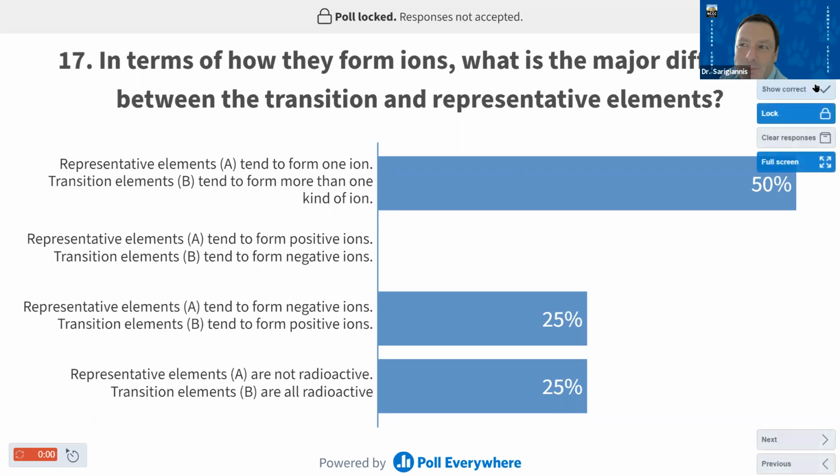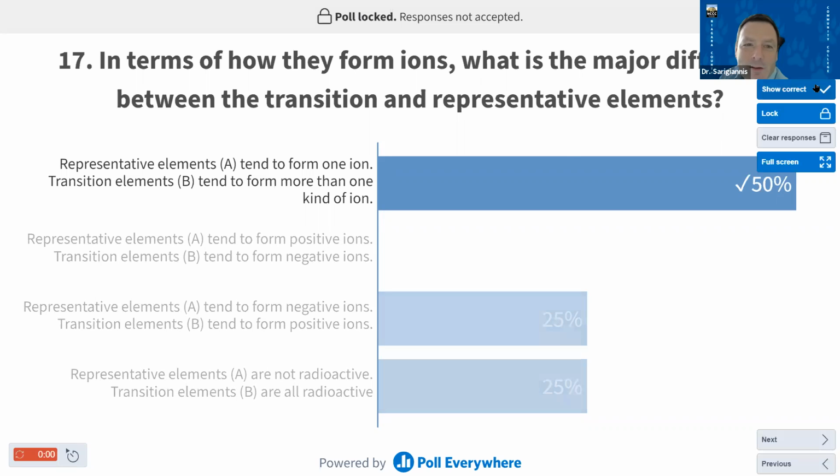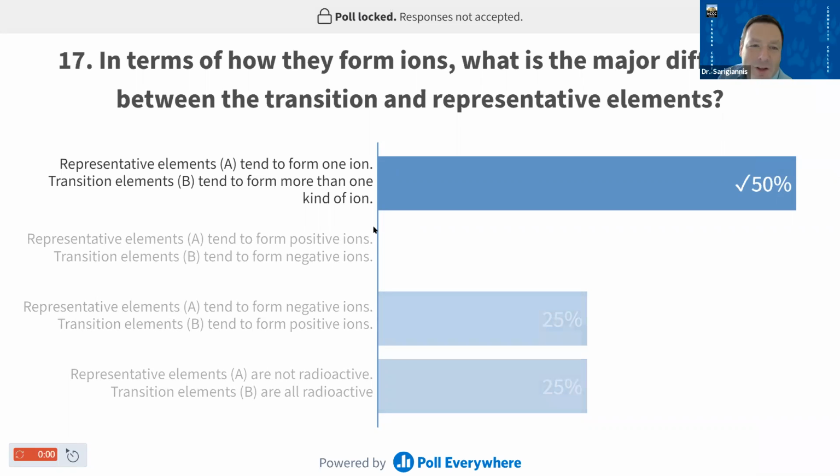All right. The correct answer is up here. Representative elements tend to form one ion, and transition elements tend to form more than one kind of ion. Radioactivity has nothing to do with ions, so that's out. You can't know for certain the ions. Representative elements can form positive and negative ions. So these two are out as well.